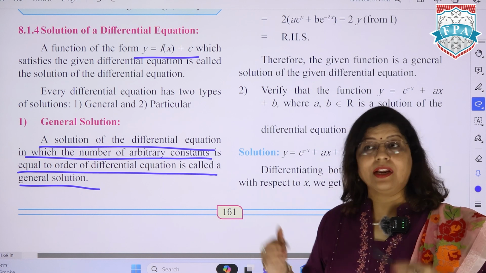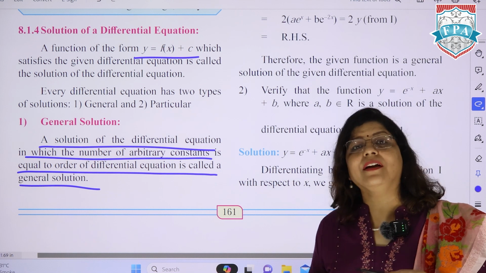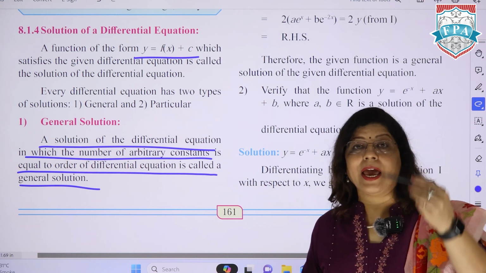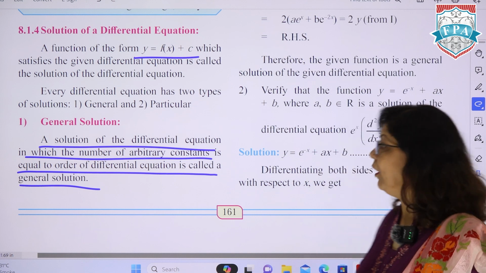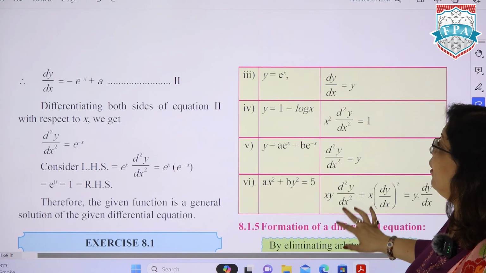Sometimes we can directly lead to the answer, easily removing the arbitrary constant. Sometimes it takes time; analysis is required to remove the arbitrary constant. So this is how we can form the general equation.